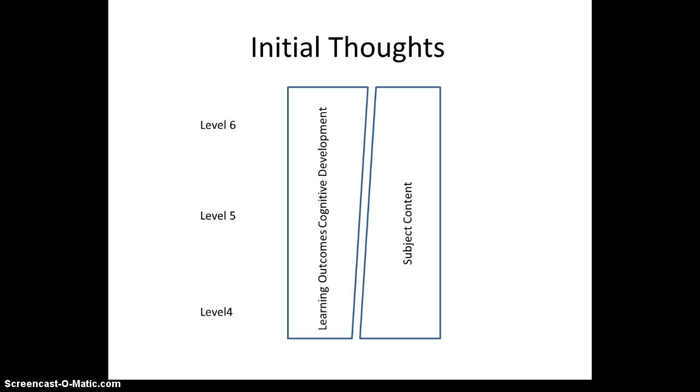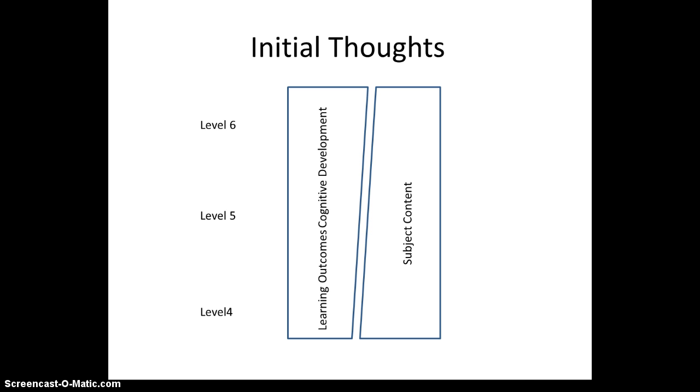Initial thoughts, when we sat down with everyone, we thought, on the table I was working with, that the idea of learning outcomes and cognitive development was quite small at level 4 but progressed through to level 6, and subject content was quite big at level 4 and reduced as you go up to level 6. I don't think now that this is a good model.